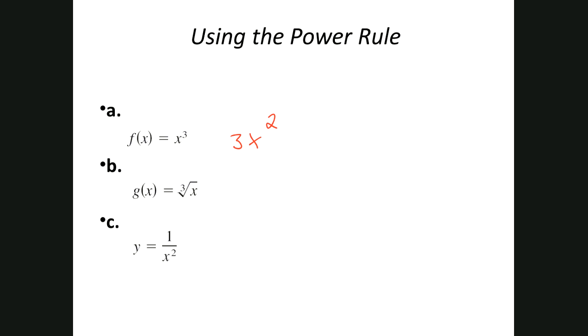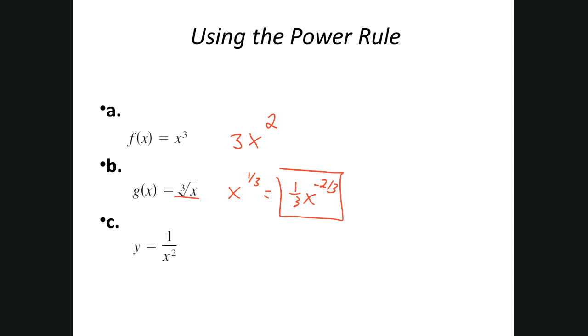What is the derivative of the third root of x? 1/3 x to the negative 2/3. Okay, so if I was going to take the derivative of this, the first thing I do is rewrite it. The third root of x is the same thing as x to the 1/3. So I bring the 1/3 down, so I've got 1/3 x. Subtract 1 from the power, and that's negative 2/3. That is my derivative.